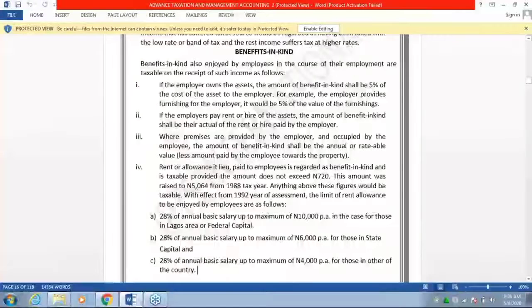So the rent or the allowances in lieu paid to the employees is regarded as benefit in kind and is taxable, provided the amount does not exceed 720 naira. This amount was raised from 720 naira to 5,064 naira from the 1988 tax year. So anything above this figure will be taxable.